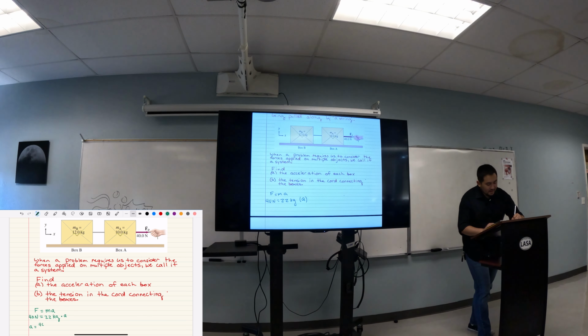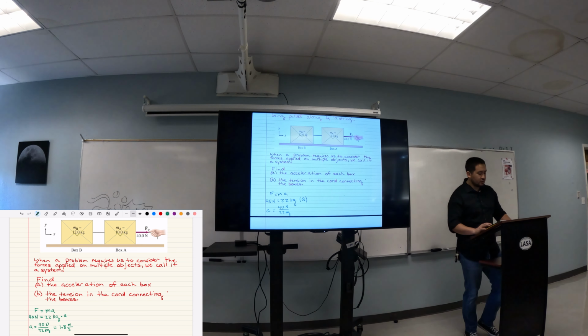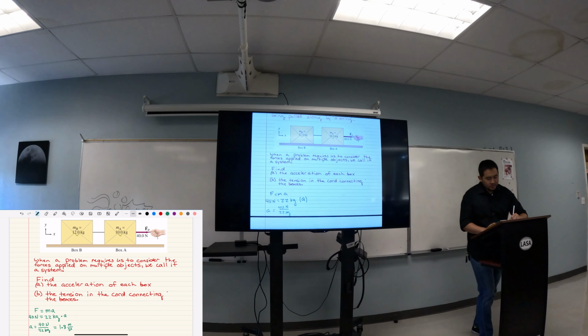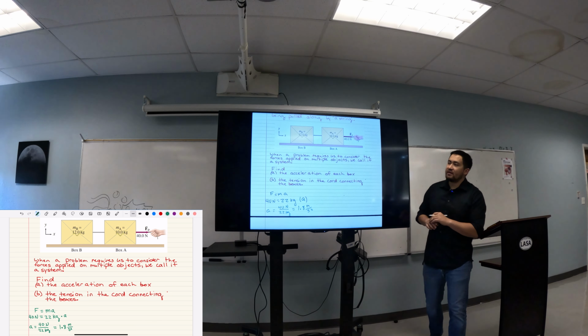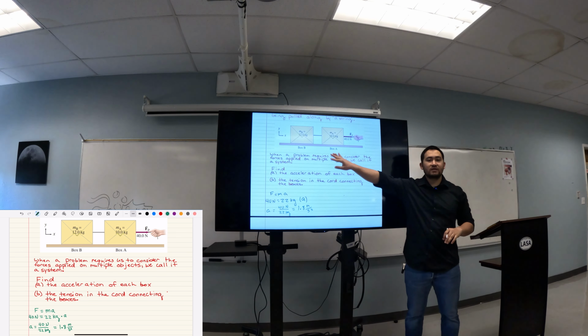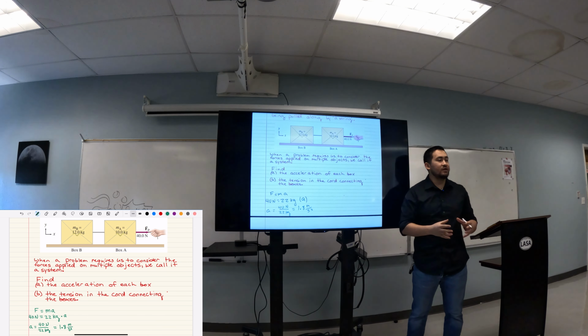So then I can say that a must be equal to 40 newtons divided by 22 kg. I'm not sure what that is right off the top as far as the decimal is concerned, but it's close to 2. 40 divided by 22, 1.8. So this should give us an acceleration of 1.8 meters per second squared. Now bear with me, guys. That is going to be the acceleration that both of these boxes are going to experience because we just took the acceleration of the whole system.